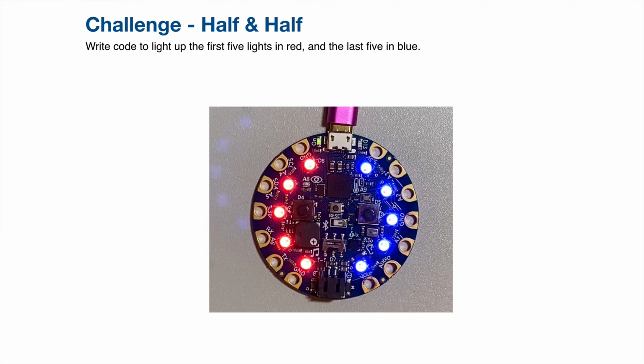So why don't you write code to light up the first 5 lights in red and the last 5 lights in blue. Pause it here, give it a shot, and unpause when you're ready.